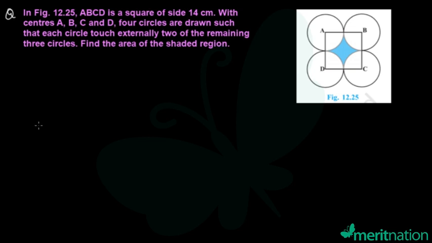Hi guys, in the given question, ABCD is a square of side 14 centimeters with centers A, B, C and D. 4 circles are drawn such that each circle touches externally 2 of the remaining 3 circles. We have to find the area of the shaded region. So you can look at this figure over here. We are supposed to calculate this shaded area.